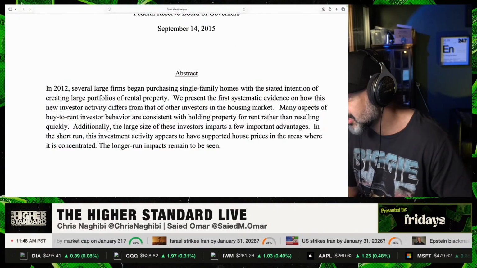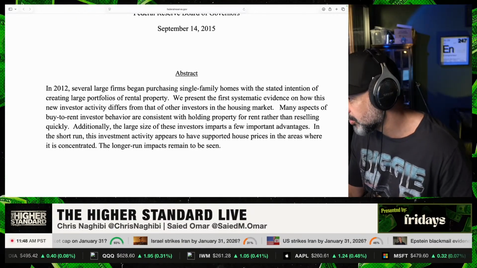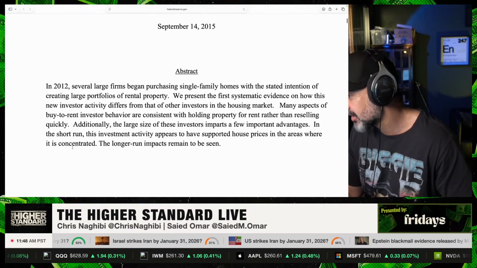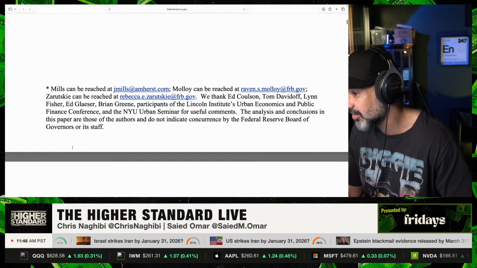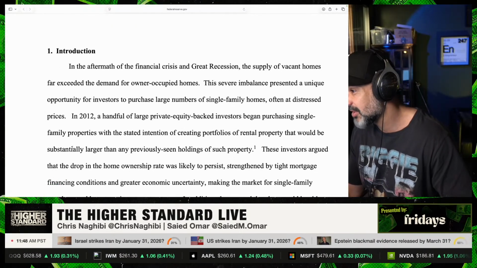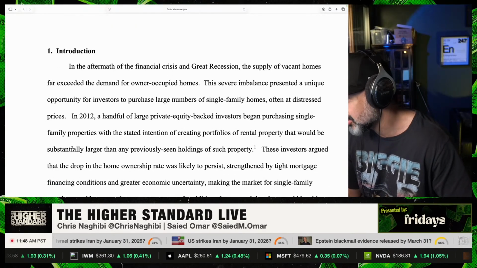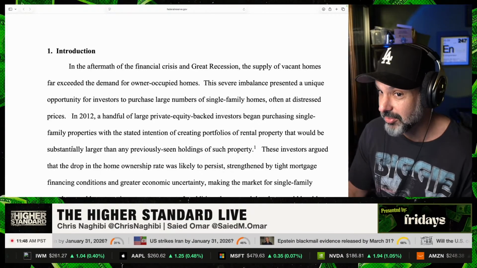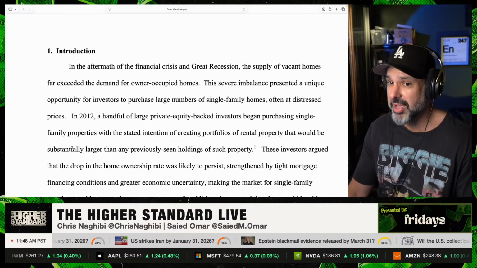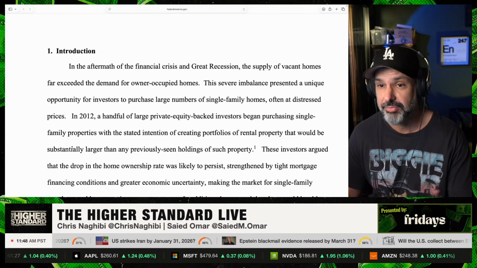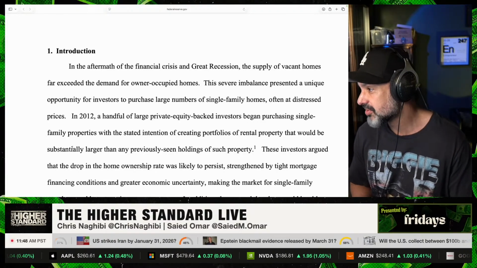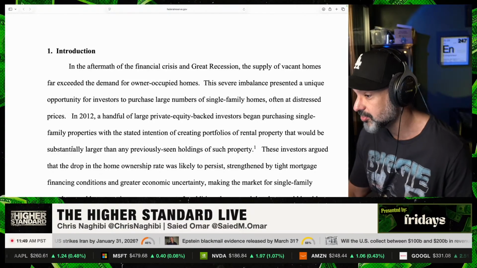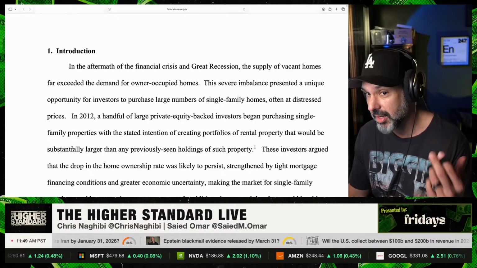So we know that additionally, the large size of these investors impart a few important advantages in the short term. This investment strategy appears to have supported the house prices in the areas, but we don't know what the long term effects are. It gets into this pretty interesting. So in the aftermath of the financial crisis, the Great Recession, the supply of vacant homes far exceeded the demand for owner-occupied homes. And I'm just foreshadowing here, they're saying that's why the impacts of institutional home buyers may have taken a little bit longer for us to see or at least feel. This severe imbalance presented a unique opportunity for investors to purchase a large number of single-family homes, often at distressed prices. Yep, 2012 is when I bought REO homes.